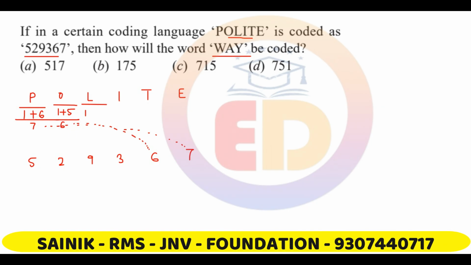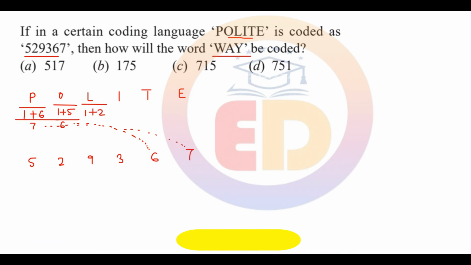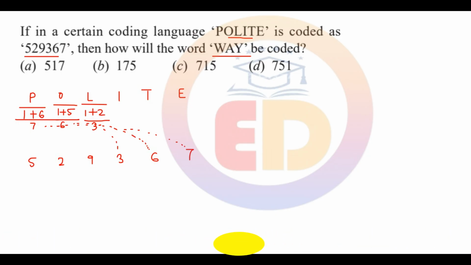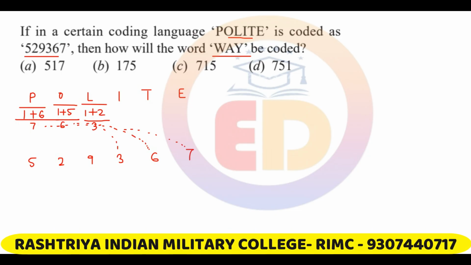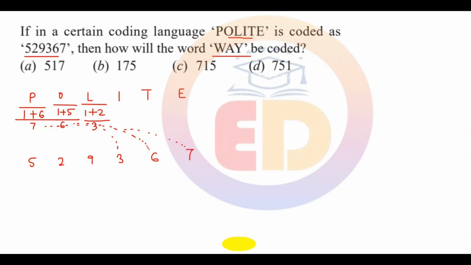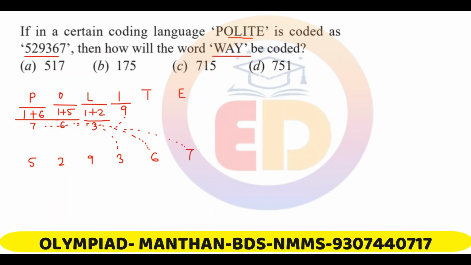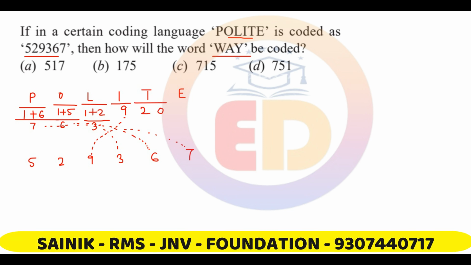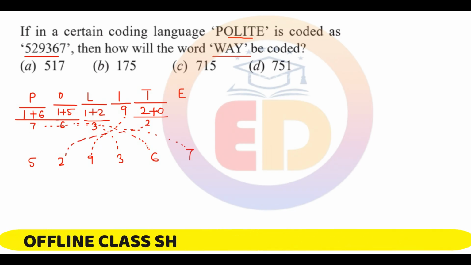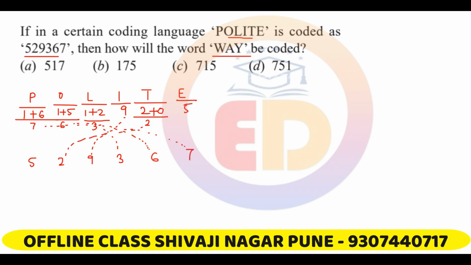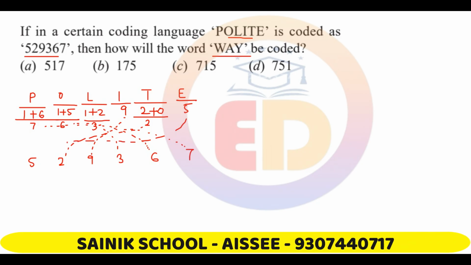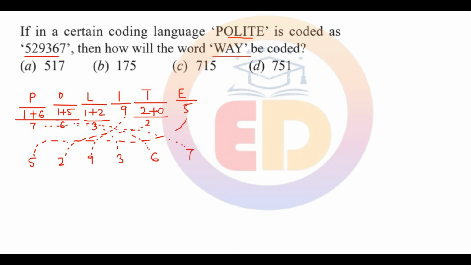L is 12. 1 plus 2 is 3, written at the third last. So what they have done, they have added the digits of the number and then they have written in the reverse order. I is 9, written here. T is 20. 2 plus 0 is 2, that's written in the second place. And finally E is 5, so that is taken at the first place. So basically they have added the digit values and then finally they have changed the places in the reverse order.